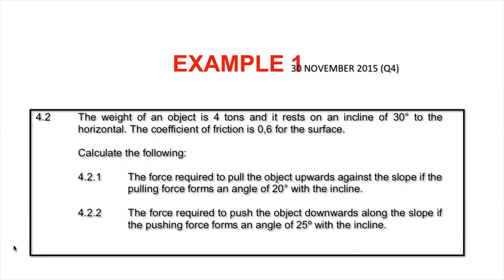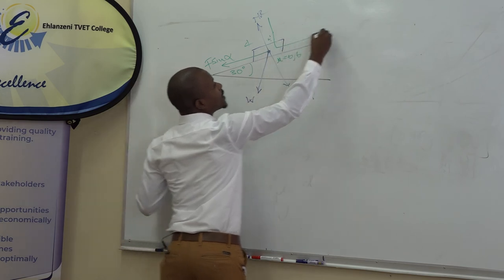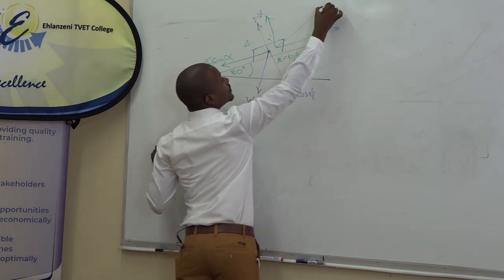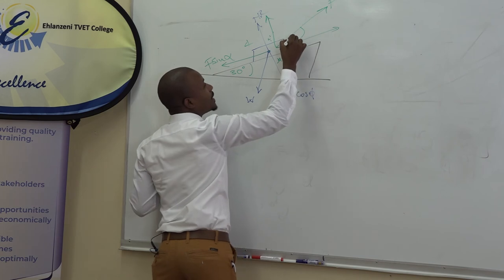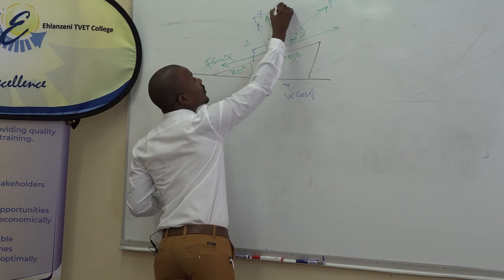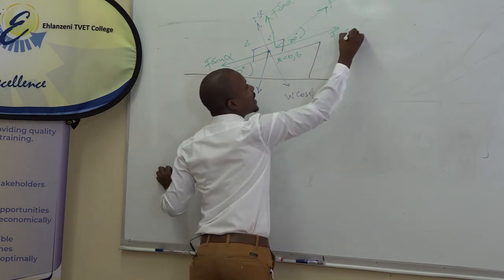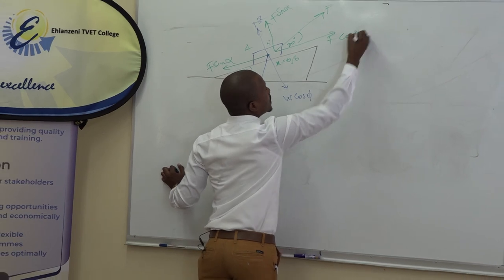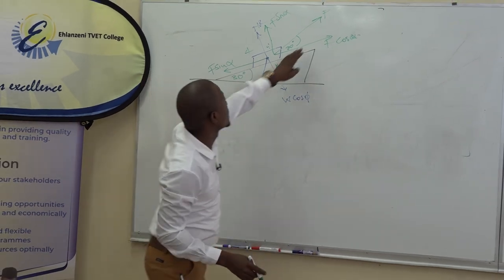The first question says, calculate the force required to pull the object upwards against the slope if the pulling force forms an angle of 20 degrees to the horizontal. We're just going to do 4.2.1 only, because 4.2.2 is just the opposite of that one. So the object is being pulled up an inclined plane, making an angle of 20 degrees. I know here I have F sine alpha. I know here I have F cos alpha. So they want me to calculate this force.